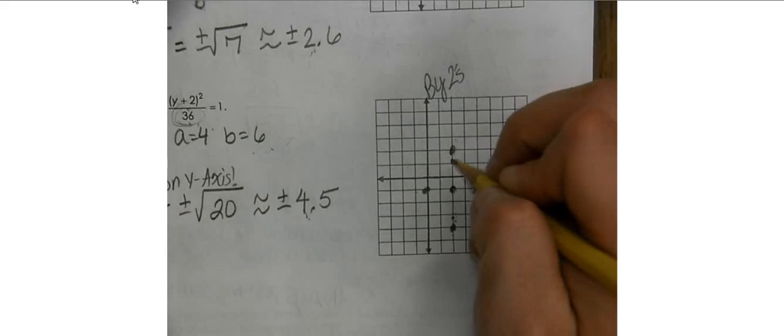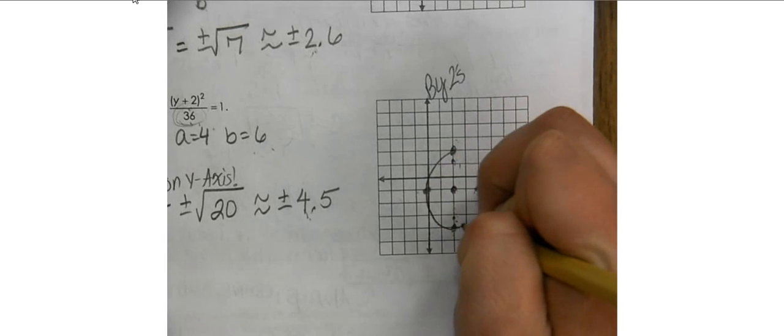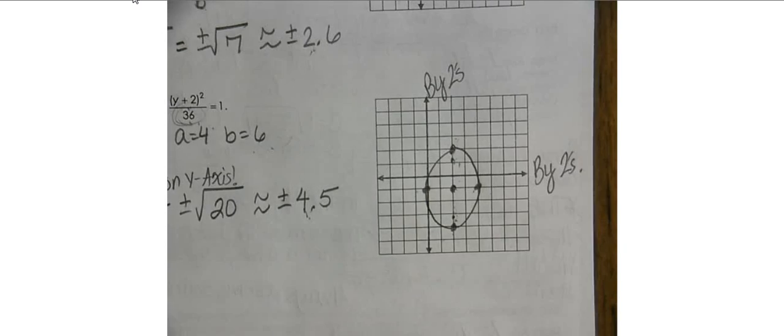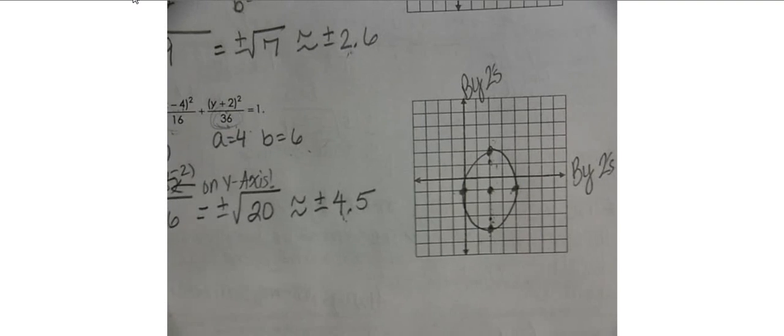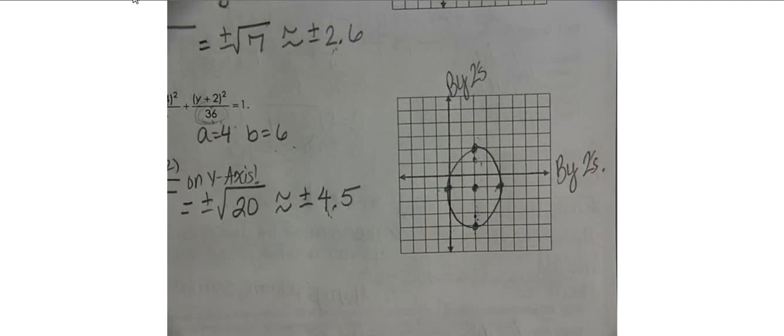So now that I have all of my vertices plotted and my foci plotted, I'm just going to draw a smooth curve going through all of those points, and that is my ellipse. That is the end of today's lesson.